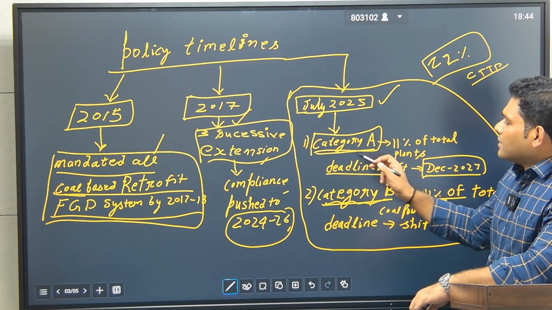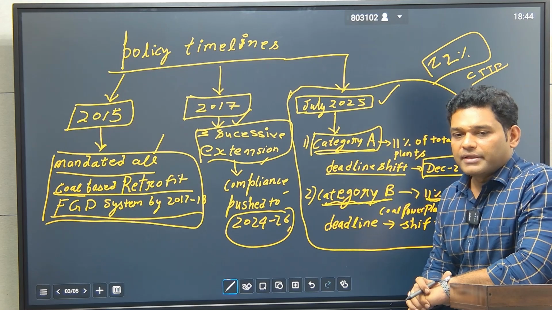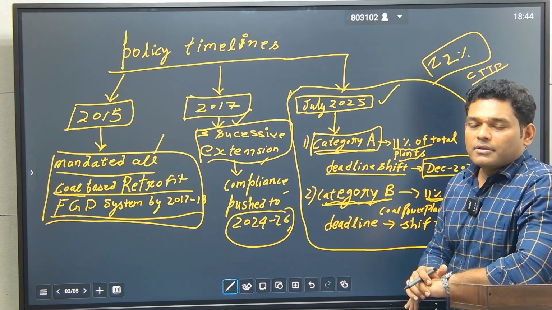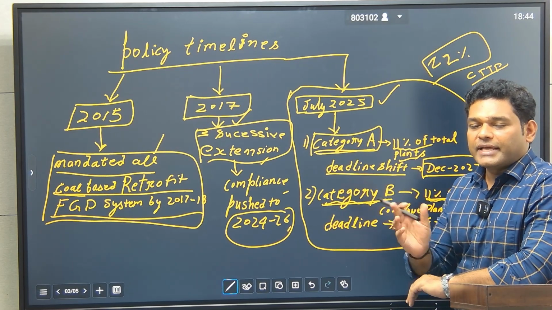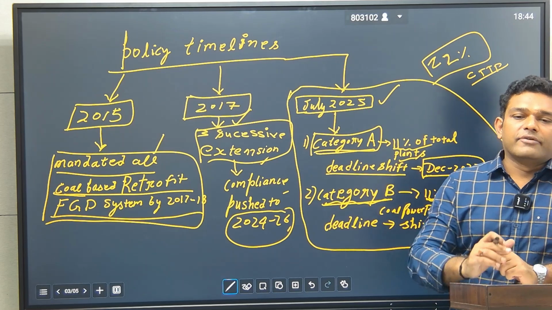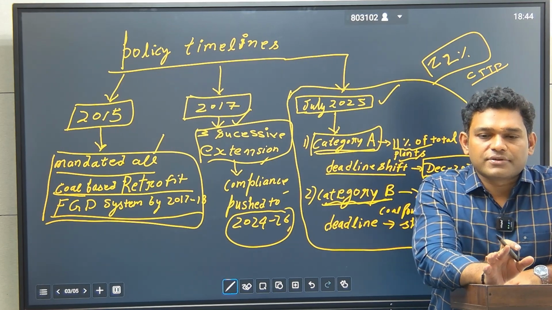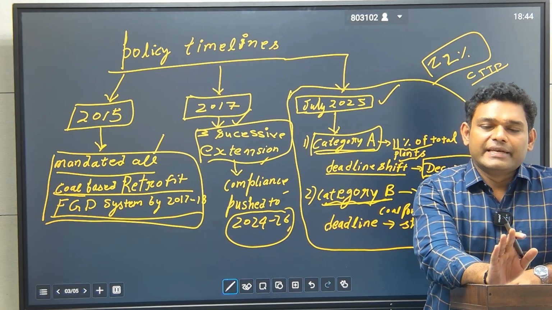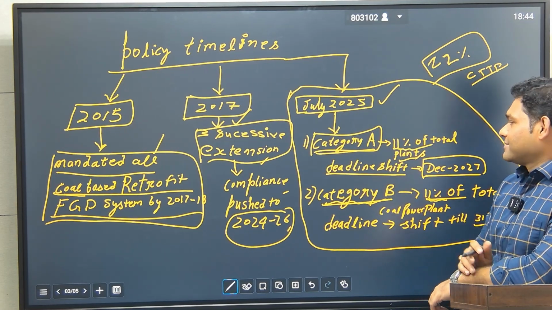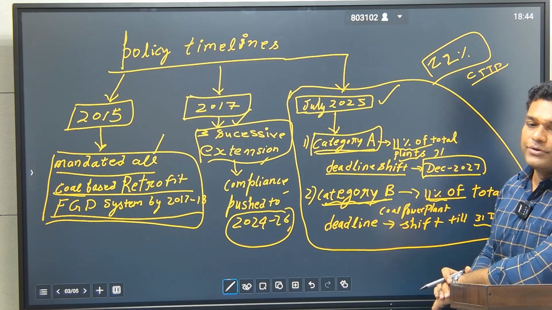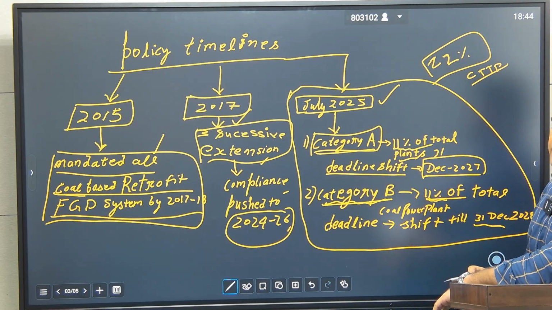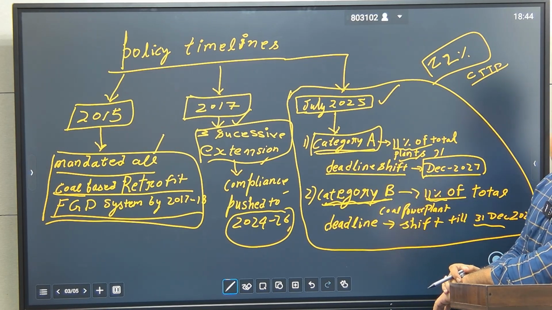Let's see. They have defined two categories. In category A, there are the power plants in the NCR region, within the territory of NCR, up to a radius of 10 kilometers. If you have power plants present in NCR and within the radius of 10 kilometers, they need to install immediately. Immediately means they have given a deadline: by 31st December 2027, you need to install FGD systems in your power plants. It is a must.